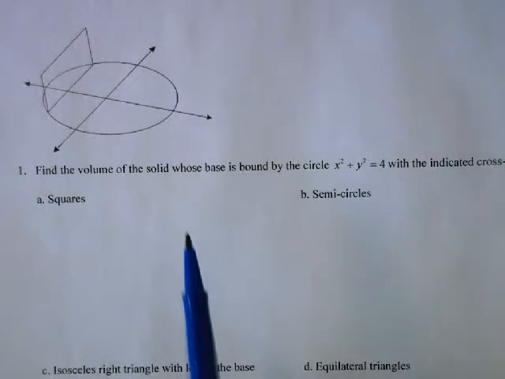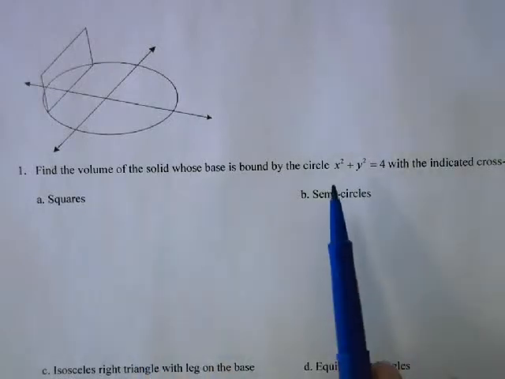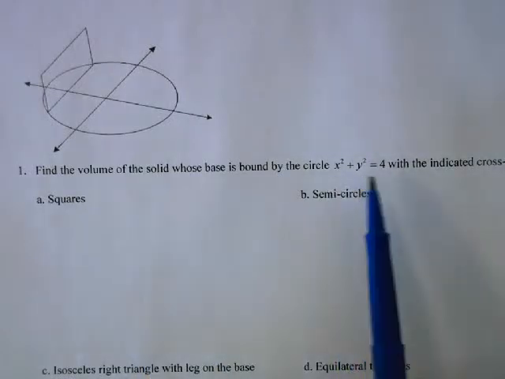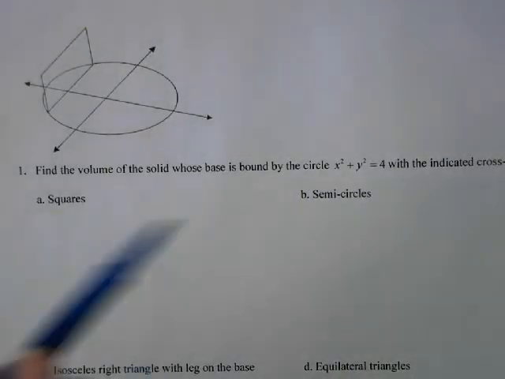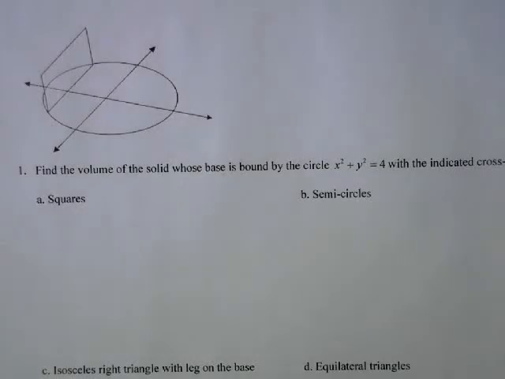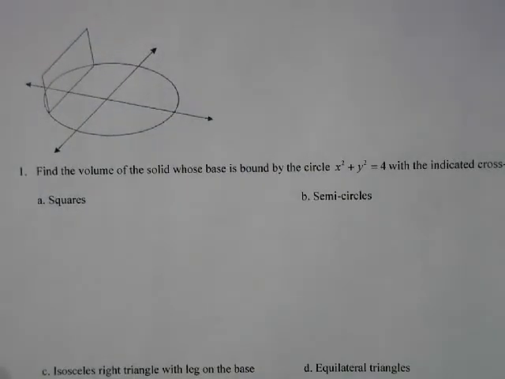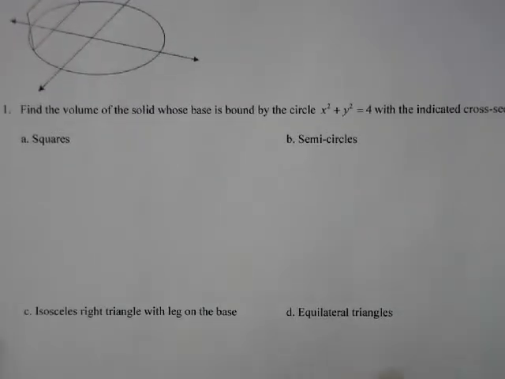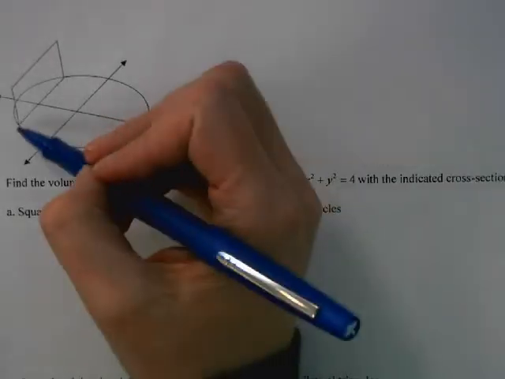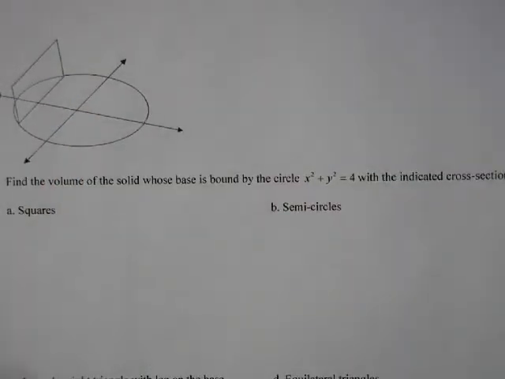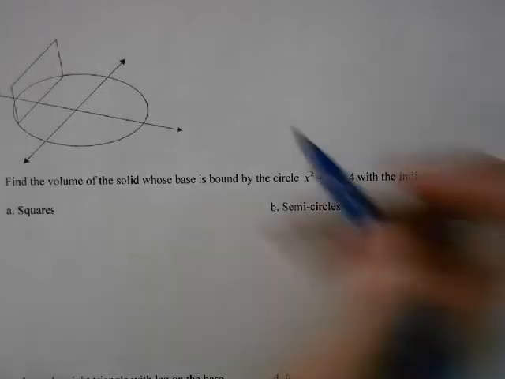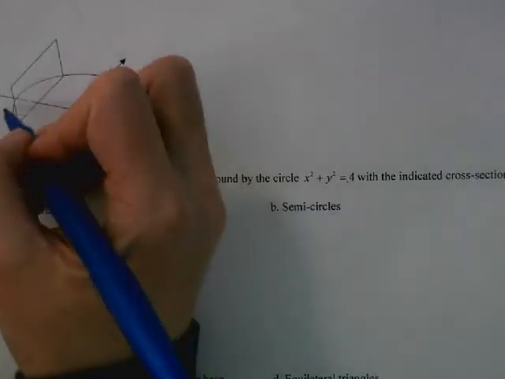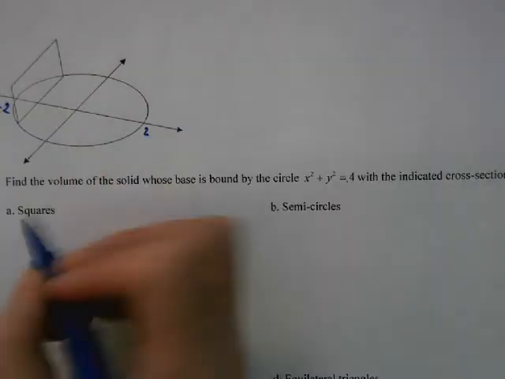Okay, so here I've got the volume of a solid whose base is the circle x squared plus y squared equals 4, and the indicated cross sections. Now typically you'd be told perpendicular to the x-axis or perpendicular to the y-axis, but since this is a circle, it doesn't really matter. Okay, so the first is squares. You can picture this being a square. So this one, if this is 4, that means my radius is 2.